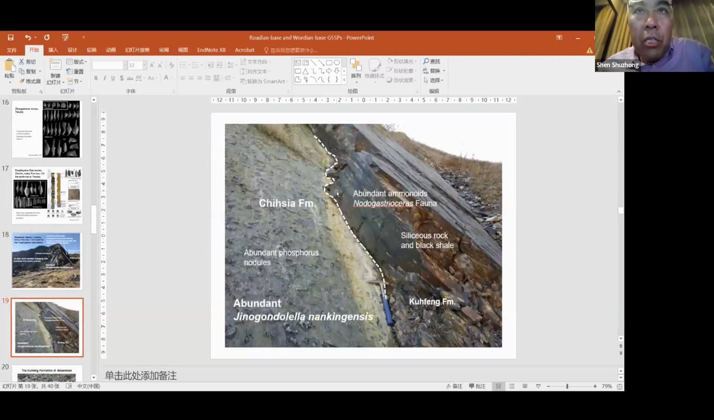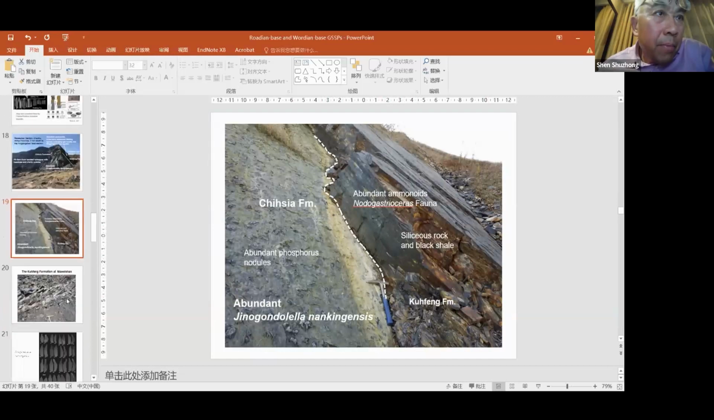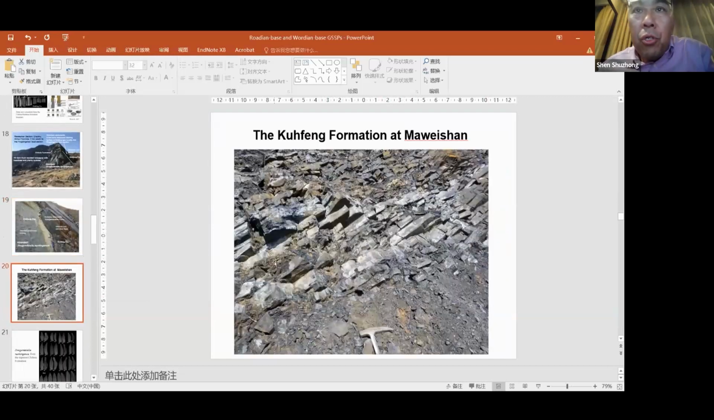And then here is the lithological boundary between the Kufeng Formation and the Qixia Formation. And there's an ash bed along the dashed line, and this has been dated in Nanjing and in Pingdingshan. And also abundant ammonoid fossils were found from the base part of the Kufeng Formation. And this is a picture showing the typical Kufeng Formation with very well-bedded cherts and black shale. Okay.